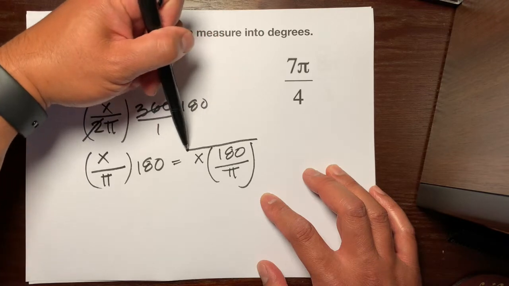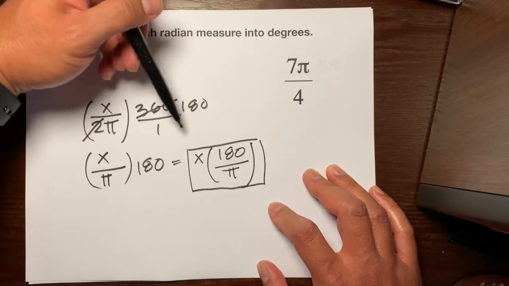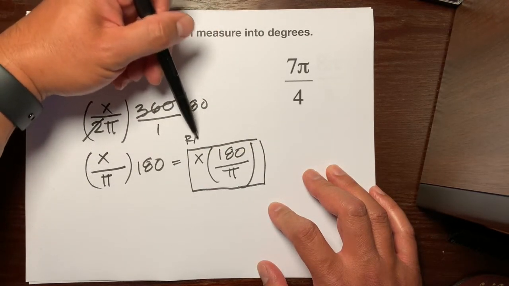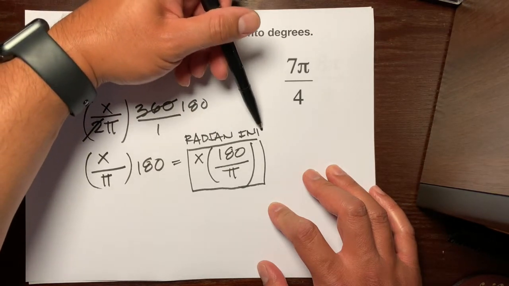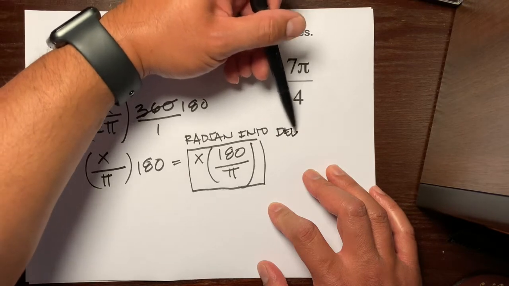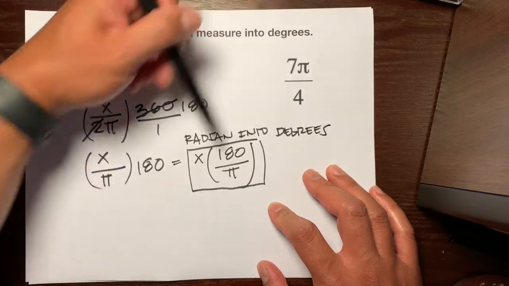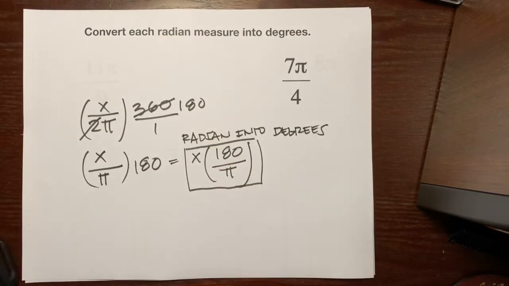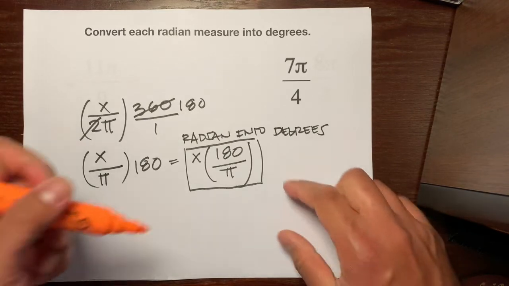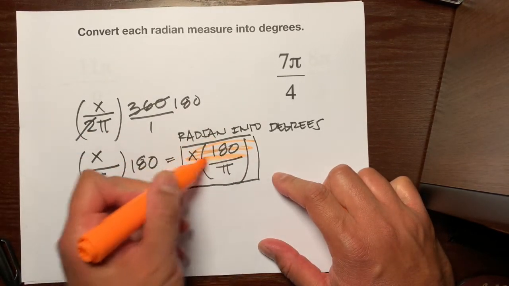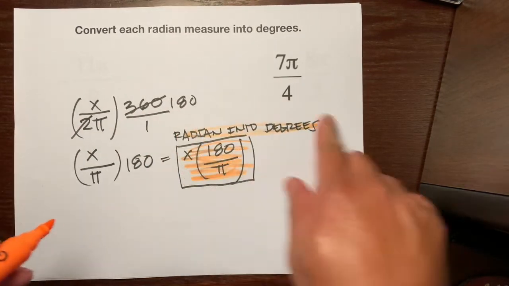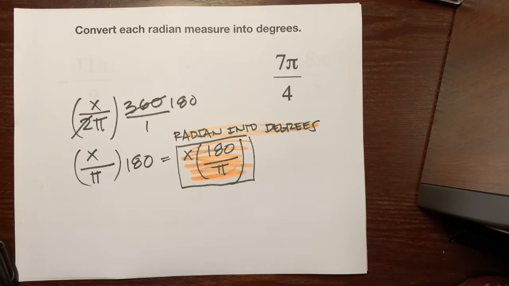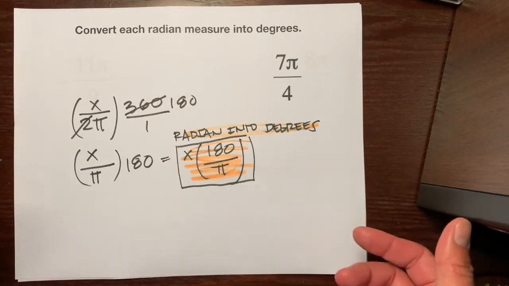So this right here is your formula to convert radians into degrees. So make sure to put this in your notebooks, or make a power card, or make a flashcard, and put this on the front, put this on the back, and there you go. So let's use this formula right here.